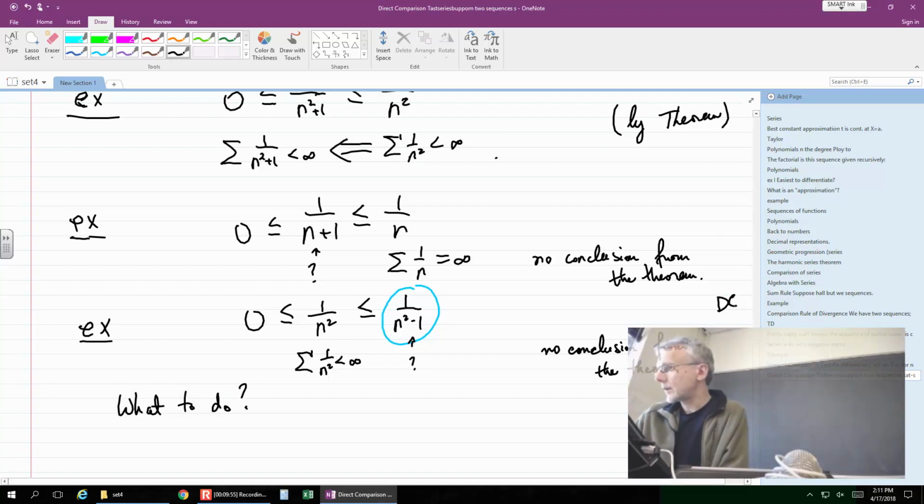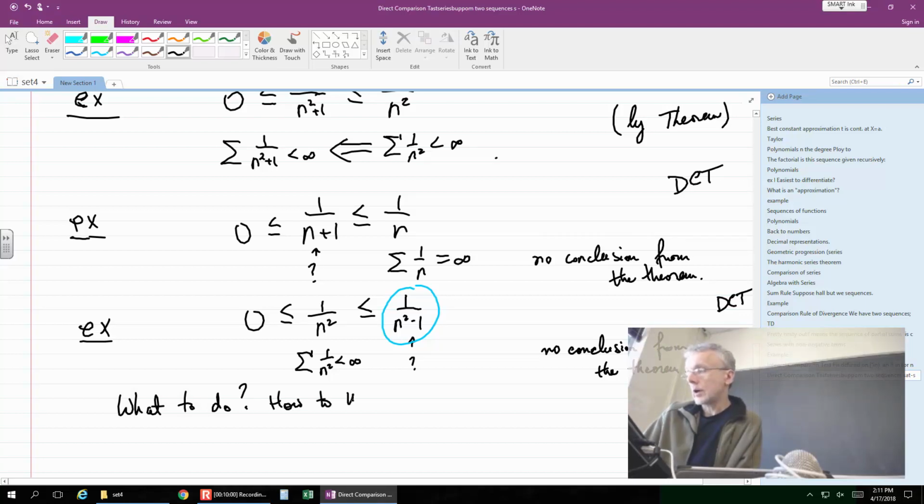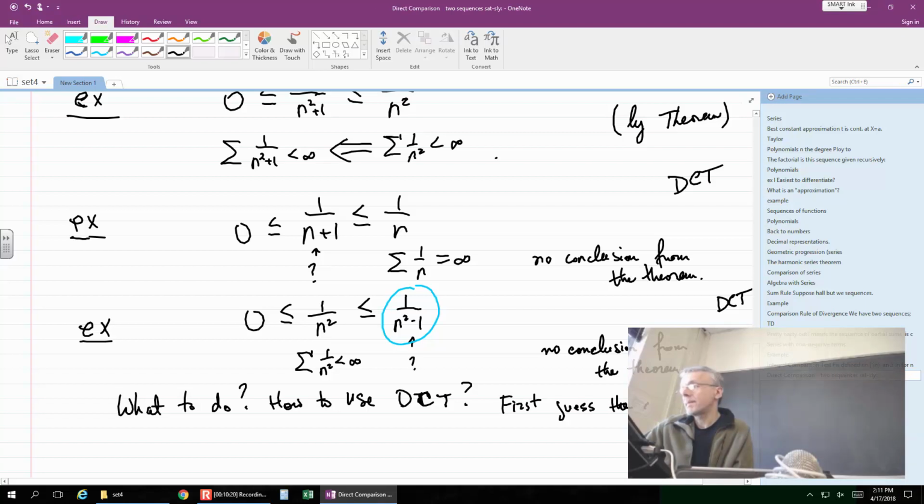So the direct comparison test, that's what we are talking about. How to use the direct comparison test? Well, first of all, step number one is to guess. First, guess the answer. You might be wrong, but there's nothing you can do about that. But the point is, if you have the answer, then you can try to justify it. If you don't know what it is, it's so hard to justify it.